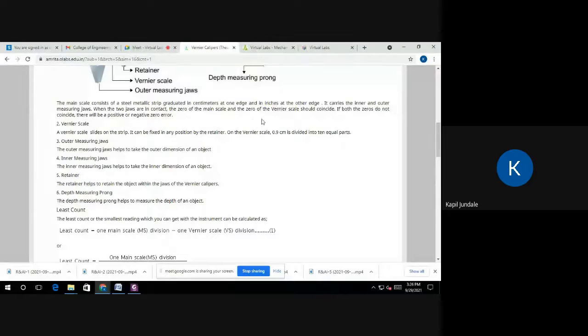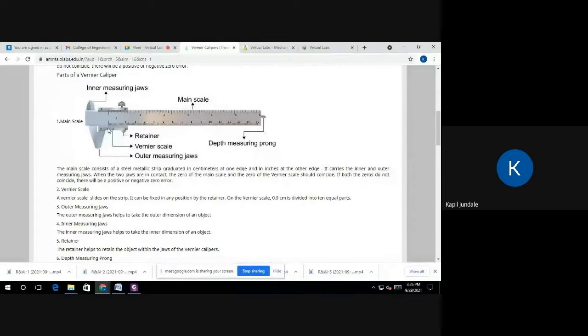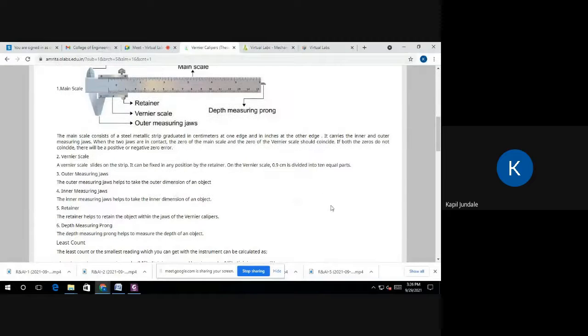Next, when the two jaws are in contact, the zero of the main scale and zero of the vernier scale should coincide. Means, as we have discussed, these two zeros must coincide when there is no object in between the inner or outer jaws. If both zeros do not coincide, there will be positive and negative error.